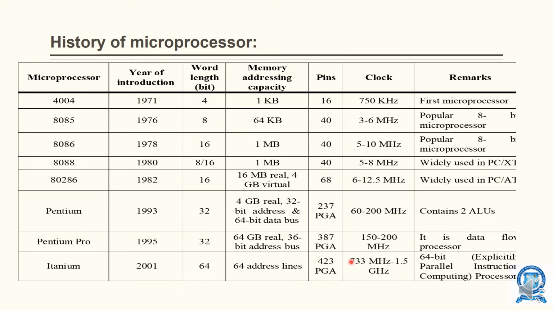Later, Pentium Pro, an advanced version of Pentium, was introduced in the year 1995 with a word length of 32 bits and a speed of 150 to 200 megahertz. And later, the Itanium processor was introduced in the year 2001 with a 64-bit word length, and the clock speed is improved to 733 megahertz to 1.5 gigahertz.